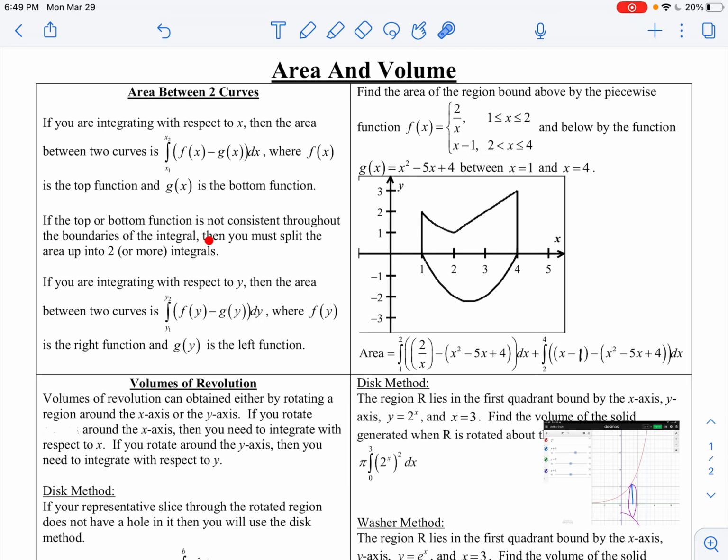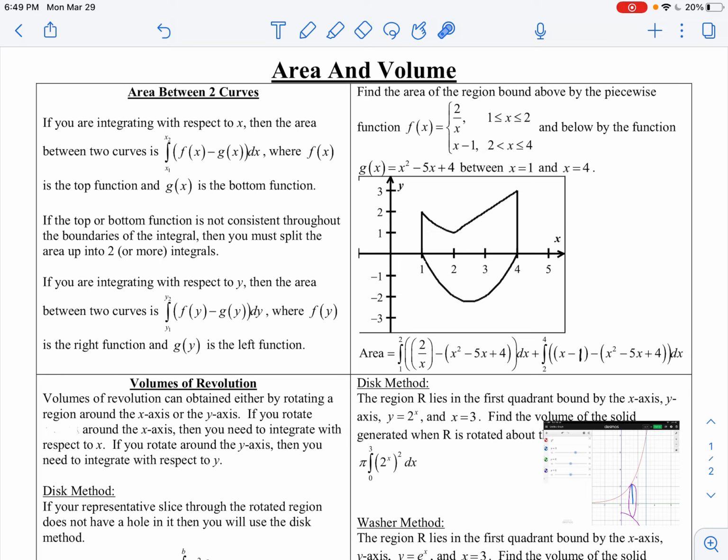If the top or bottom function is not consistent throughout the boundaries of the integral, then you must split up the area into two or more integrals. If you're integrating with respect to y, then the area between the two curves is from some y lower boundary to an upper y boundary of f of y minus g of y dy, where f of y is the right function and g of y is the left function.